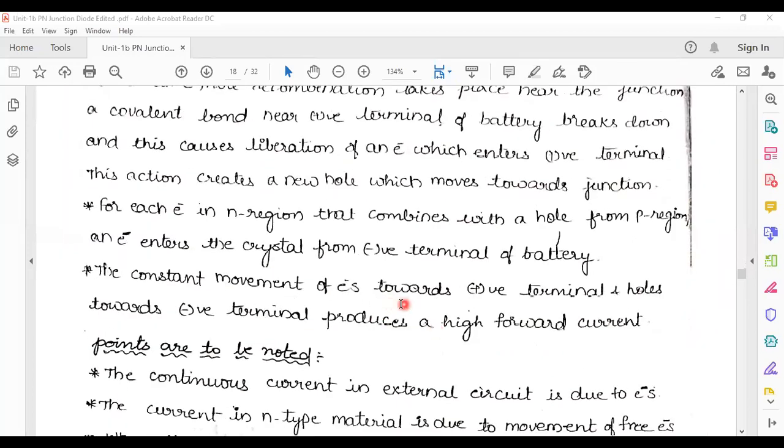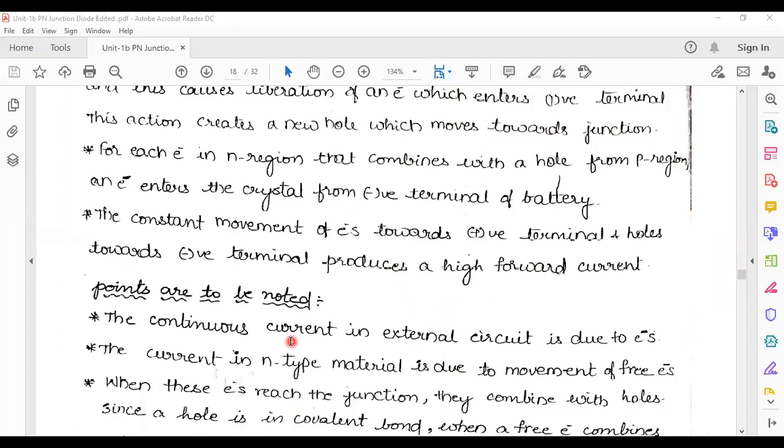The constant movement of electrons towards the positive terminal of the battery and holes towards the other side. Actually, the electrons enter the crystal from the negative terminal of the battery.